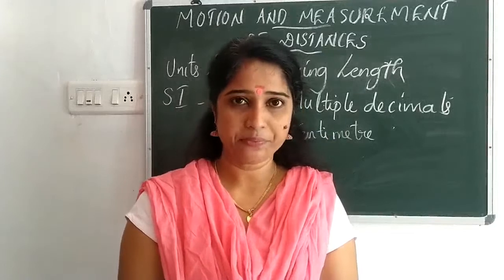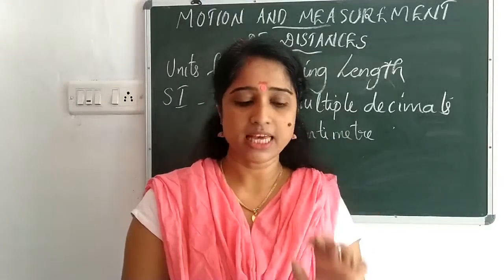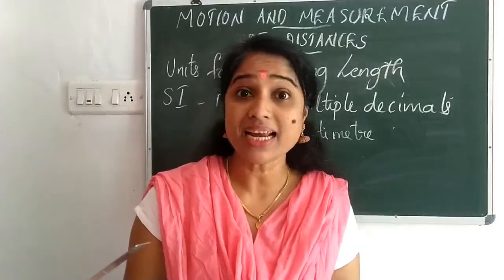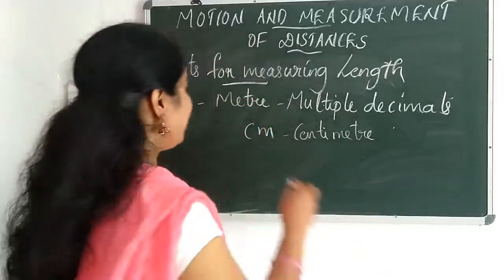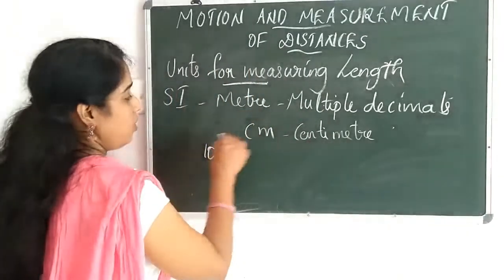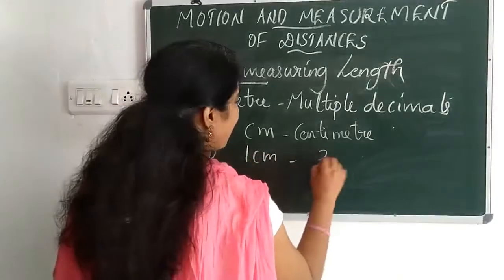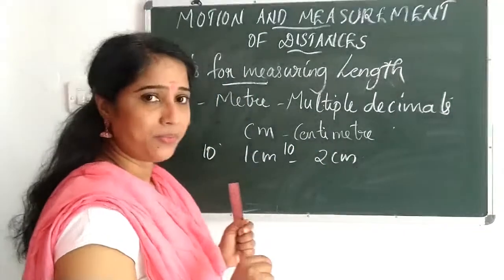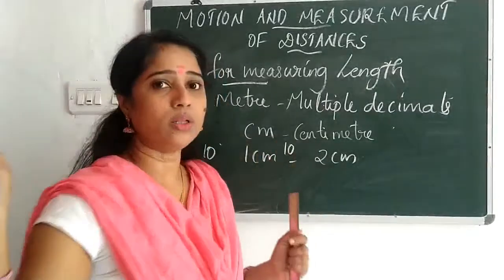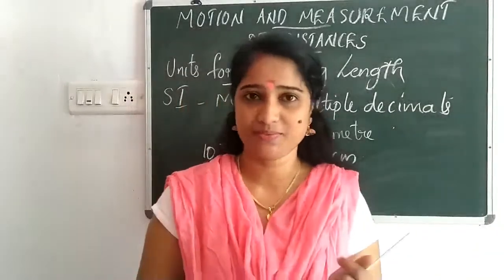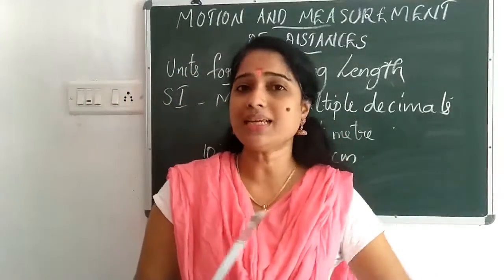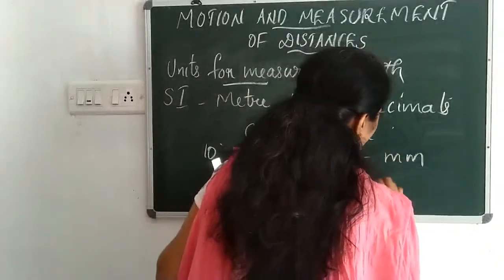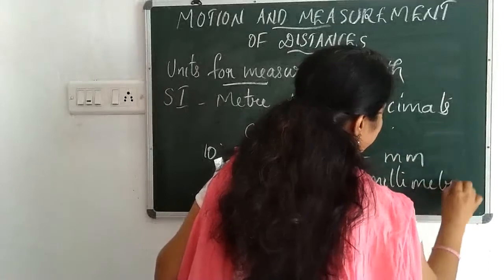1, 2, 3, 4, 5, 6, 7, 8, 9, 10. Isn't it? How many lines are there in between 1 and 2? 10. So, between 1 centimeter and 2 centimeter, 10 small lines are there. This we know, cm, it is not the chief minister, it is the centimeter. Okay, centimeter. So, in between the centimeters, we could see smaller lines. They can be called as what? Mm, or otherwise millimeter.